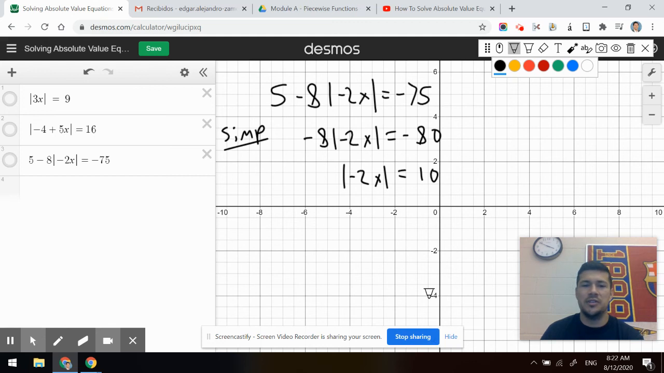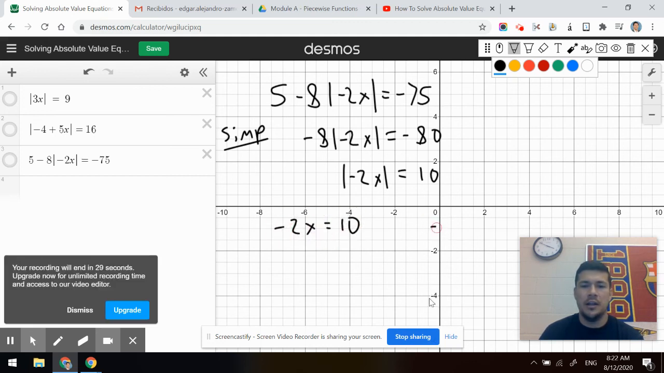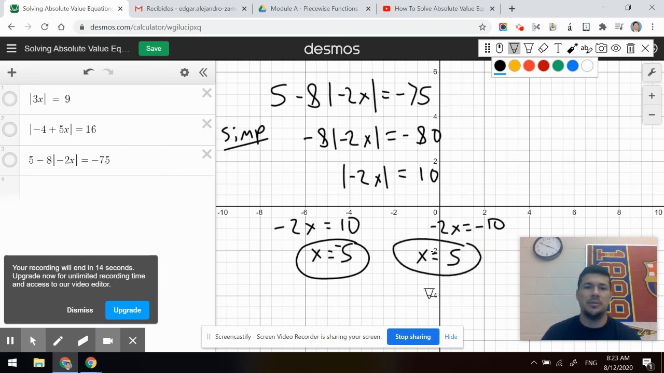The absolute value of -2x is equal to 10, which I call -2x equals 10, and -2x equals -10, which gives me an answer of x equals -5, and x equals +5. Both of these are my possibilities. I can check them. Either one of them will give me 10. 10 times -8 is -80. 5 minus 80 is -75. They both work. There you go.